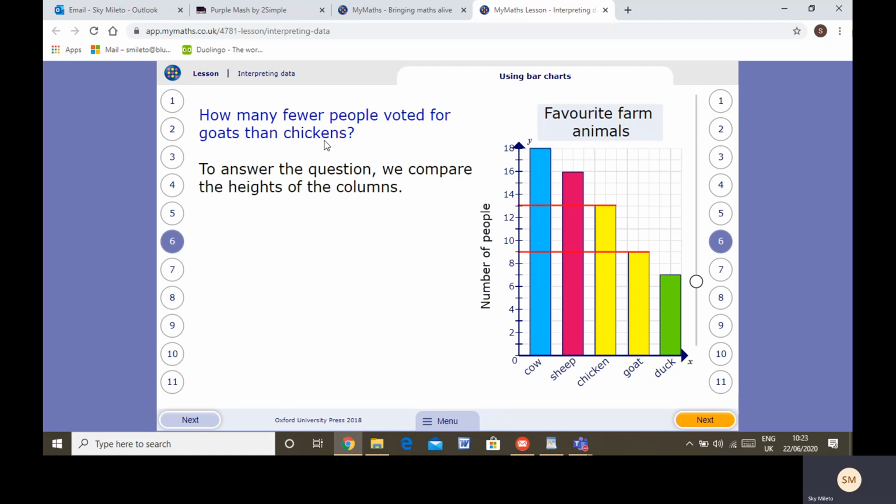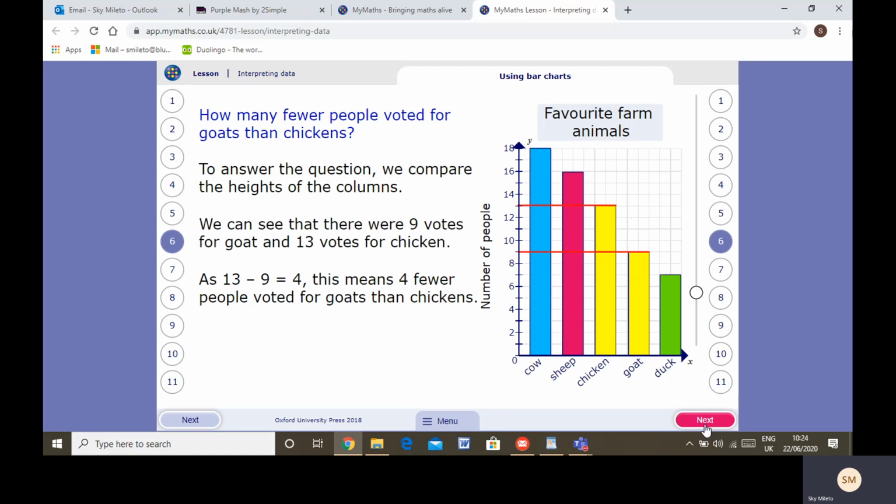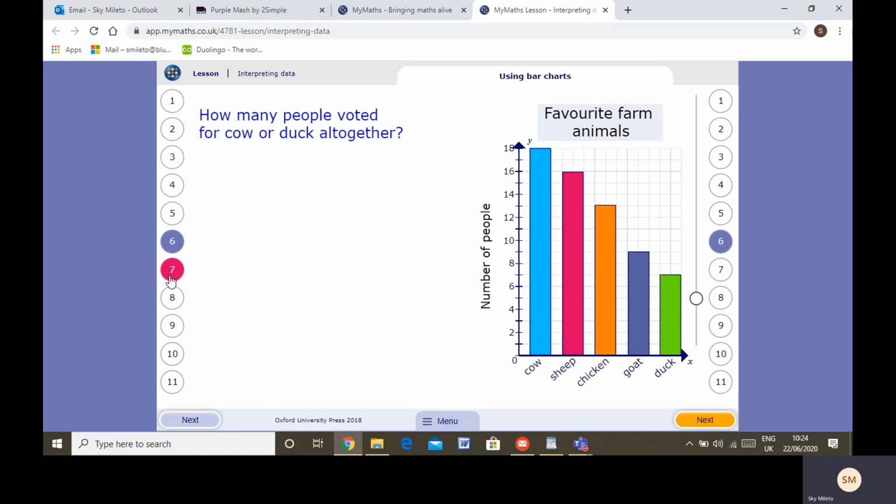How many fewer people voted for goats than chickens? We know that goats had 7, chickens had, no, not 7. The number between 8 and 10 is not 7, it is 9. And chickens had 13. So 13 take away 9 would be 4. Okay.